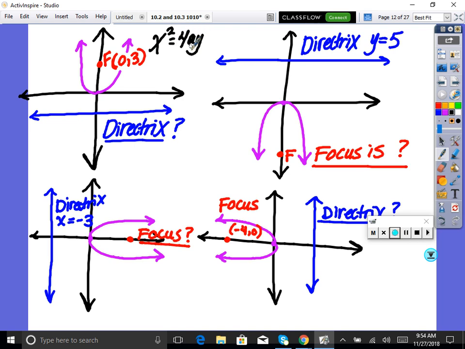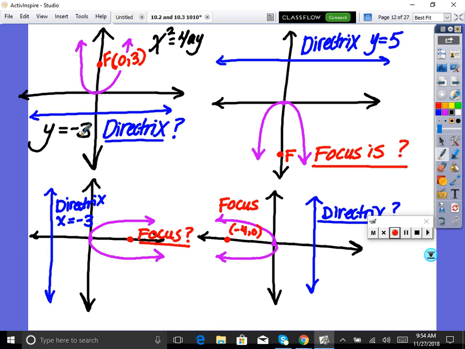Now that's great, but now I'm telling you, the focus is over 0, up 3 units. If that's true, then what's the equation of the directrix? It's at negative 3, correct? Now it's a y, right? Look, y is 3, so right here it's y equals negative 3. Does everybody see? All right, let's answer this one.